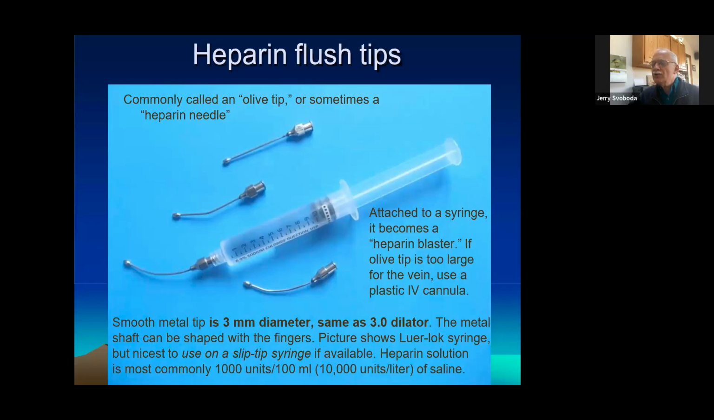The most commonly used heparin flush solution is 1,000 units in 100 ml. You might want to write that down, especially if you're attending the camp. That means 10,000 units of heparin per liter, or 5,000 units of heparin per 500 ml of saline. Depending on how your heparin is coming, you can adjust this accordingly. But it's very good to have heparinized saline available on the table where you're doing your AV fistula.